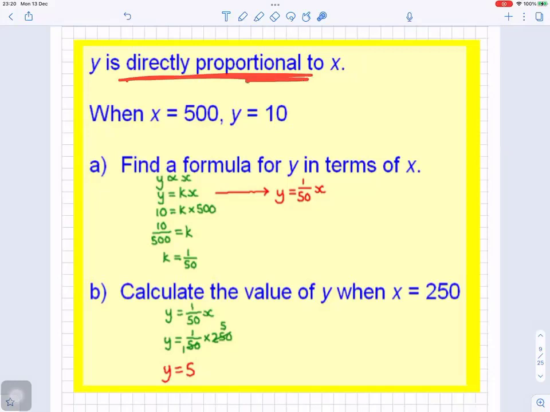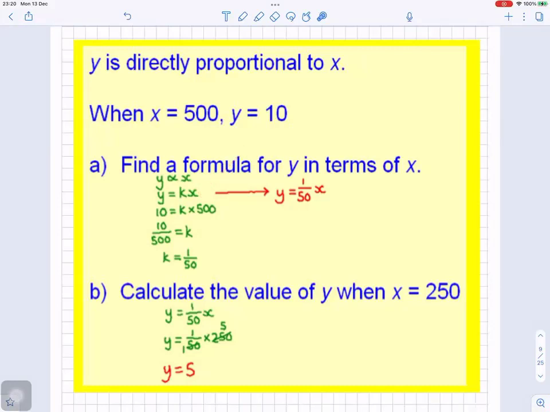Directly proportional, you write it with that symbol, the Greek letter alpha. So you write Y is directly proportional to X. You write it like that. Now we need to replace the alpha. We replace the alpha with equals K. So you write Y is equal to K times X.